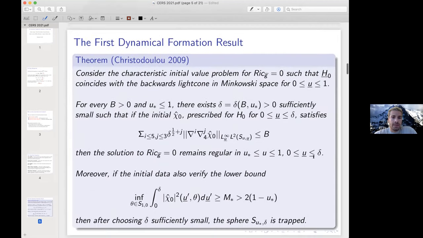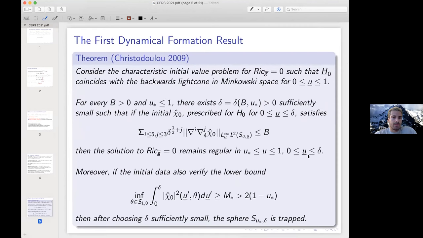It's a long road to these problems, but the first dynamical formation result is Christodoulou's result. Again, this is for the Einstein vacuum. We have short pulse data, which looks like this. So this is the traceless part of the null second fundamental form on the outgoing null cone. And so this is saying, this is a small parameter.